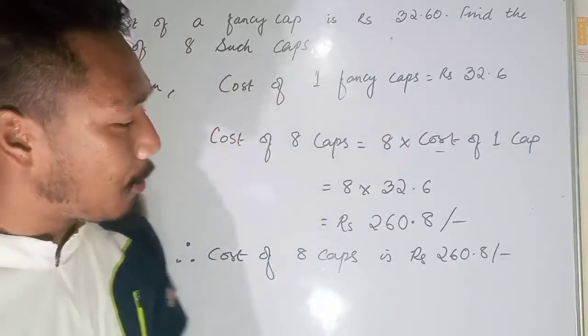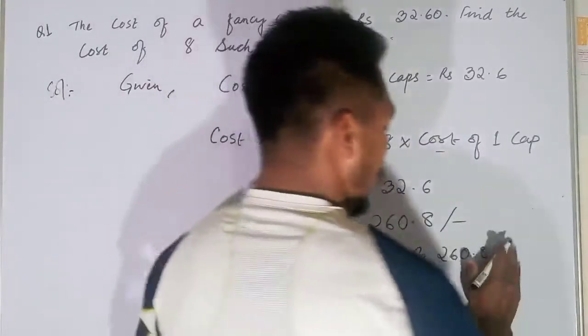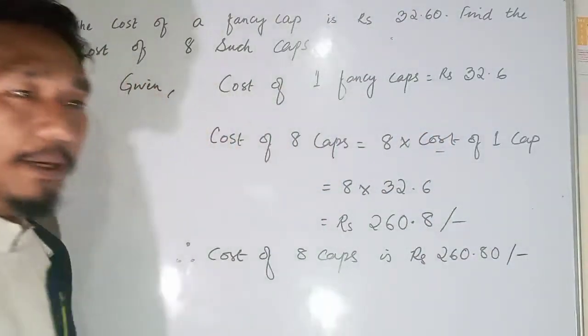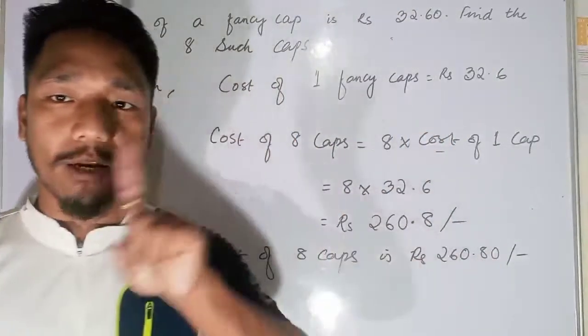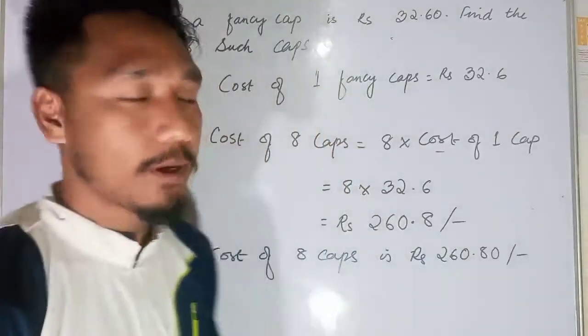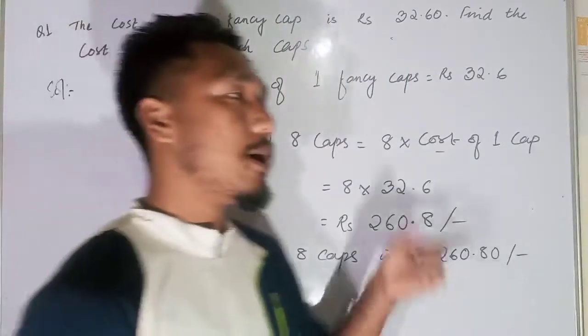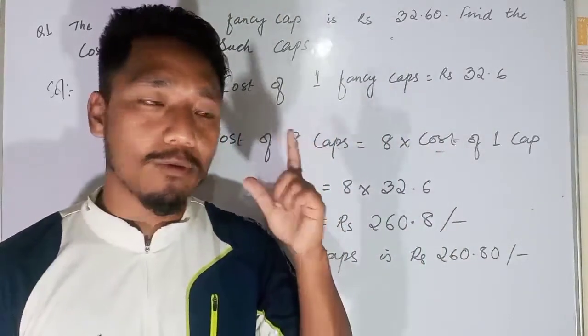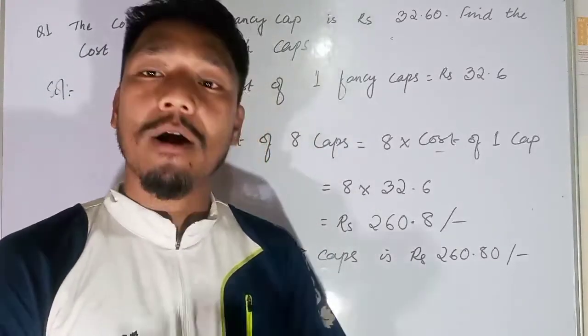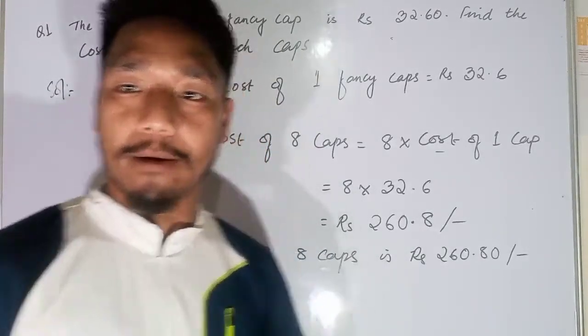So this is our cost, 260.8 rupees or 260.80. You can also write zeros, it doesn't matter. Right after the point we can add zeros, it doesn't matter. But just in front of the numbers and the point we cannot add zeros. After the numbers we can add 1000 zeros also. So this is the cost of 8 such caps, 260.80. So that is your cost of 8 caps.